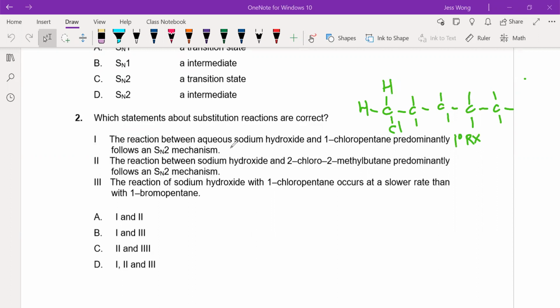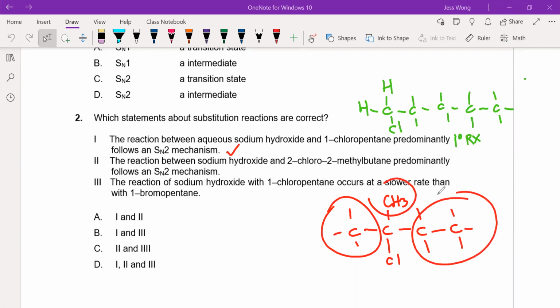So this is correct. The reaction between sodium hydroxide and 2-chloro-2-methylbutane predominantly follows SN2. So sketch the butane. At carbon number 2, there's a methyl group, and then there's a chloro group. If you briefly sketch the structure, you can see that this is a tertiary halogenoalkane, which has 3 R groups: 1, 2, 3. Therefore, it can't be following the SN2 mechanism, but rather the SN1. So this is not correct.